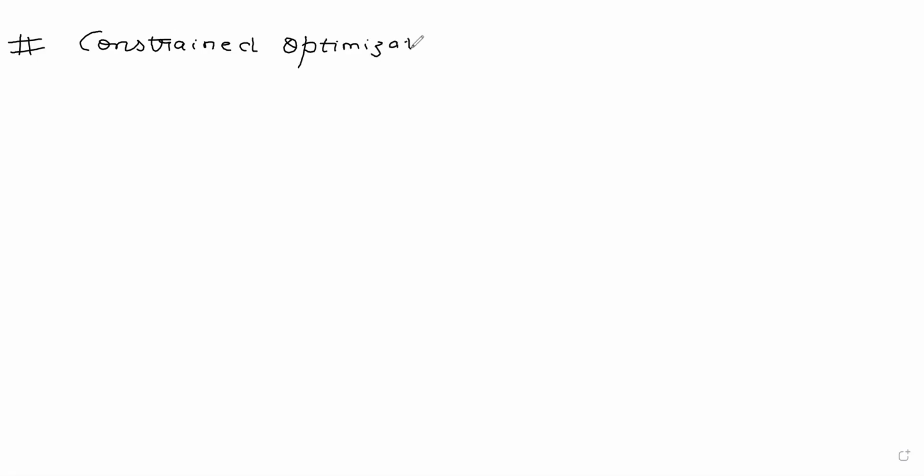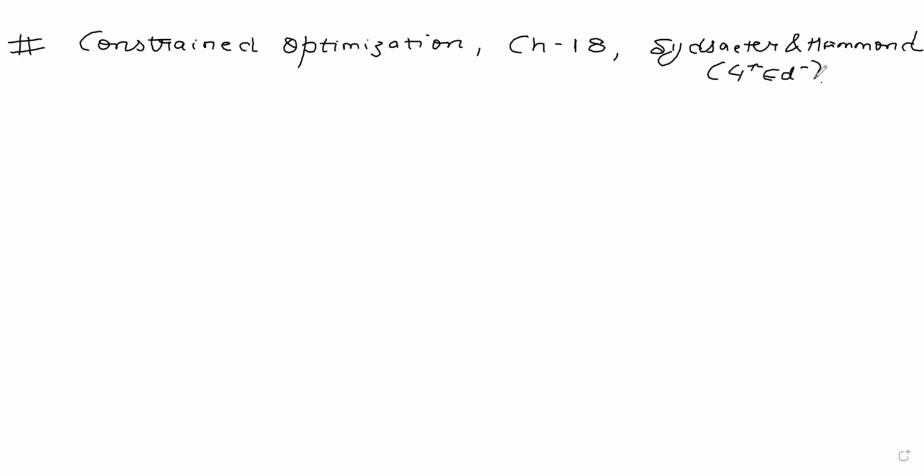Formally, this is chapter 18 of the book I prefer to follow for the MME2 course, which is Sydsaeter and Hammond, the fourth edition of this book. So let's start with our lectures on constraint optimization.